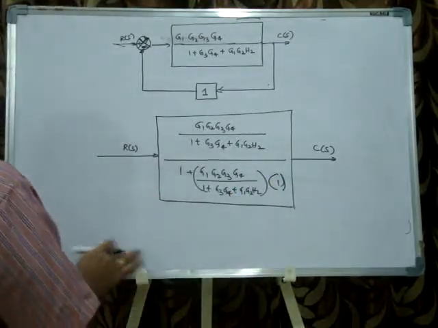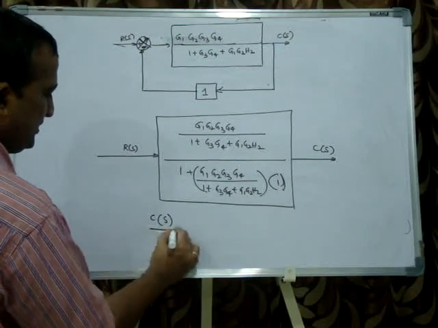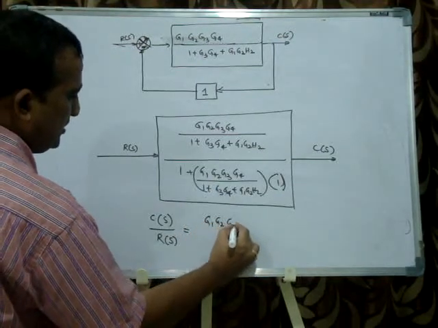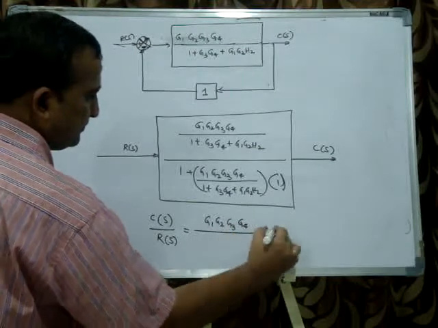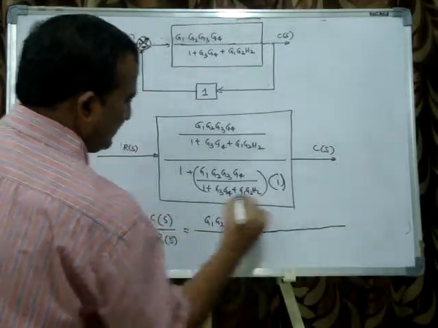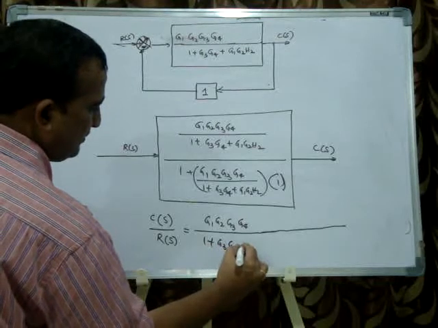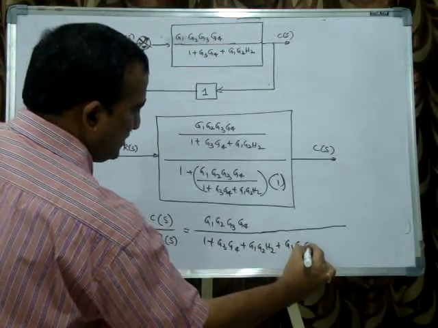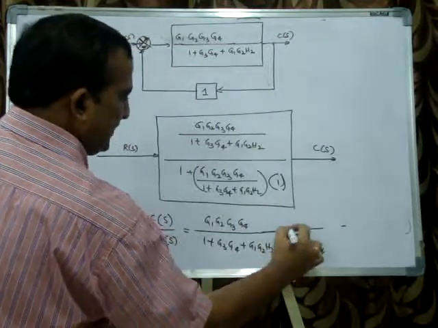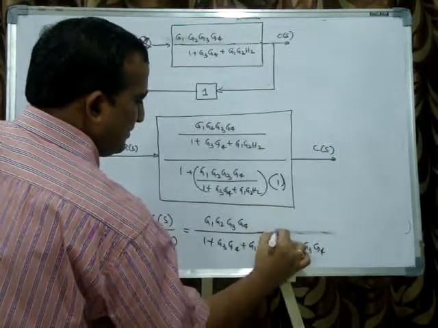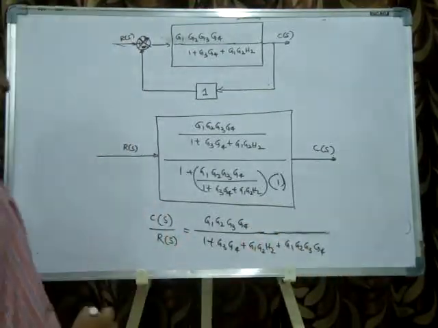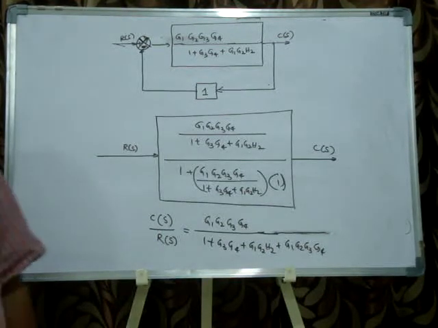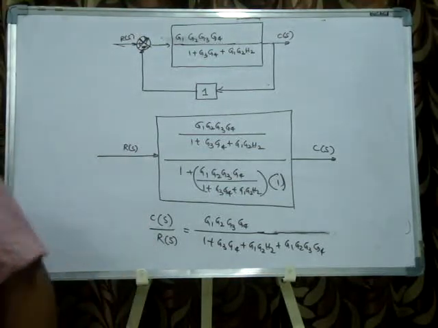Now you take the final transfer function C(s) divided by R(s), G1 G2 G3 G4 divided by 1 plus G3 G4 plus G1 G2 H2 plus G1 G2 G3 G4. This is the final transfer function. This is what the final transfer function is. I hope you understood the problem.